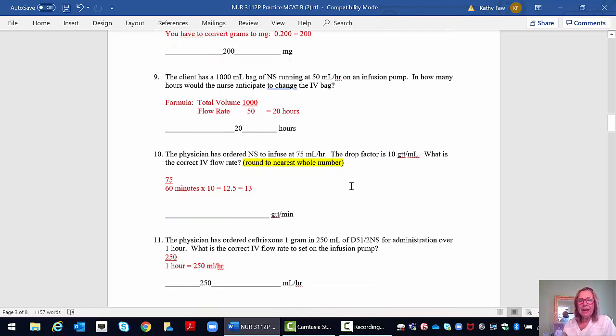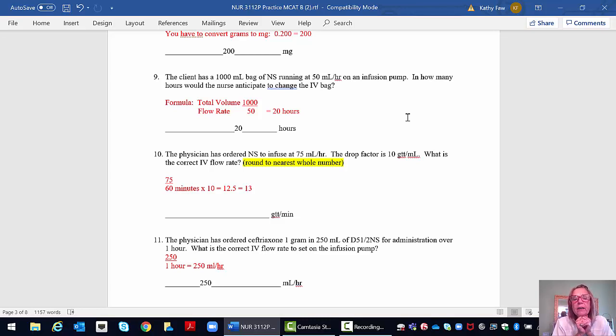Here's your next one, number 9. The client has 1,000 mLs of normal saline running at 50 mLs an hour. Picture that at bedside. You've got that big bag of 1,000 milliliters running at 50 mLs on your pump. Now we need to know how many hours do you have in anticipation of changing that IV bag? When is it going to run out?